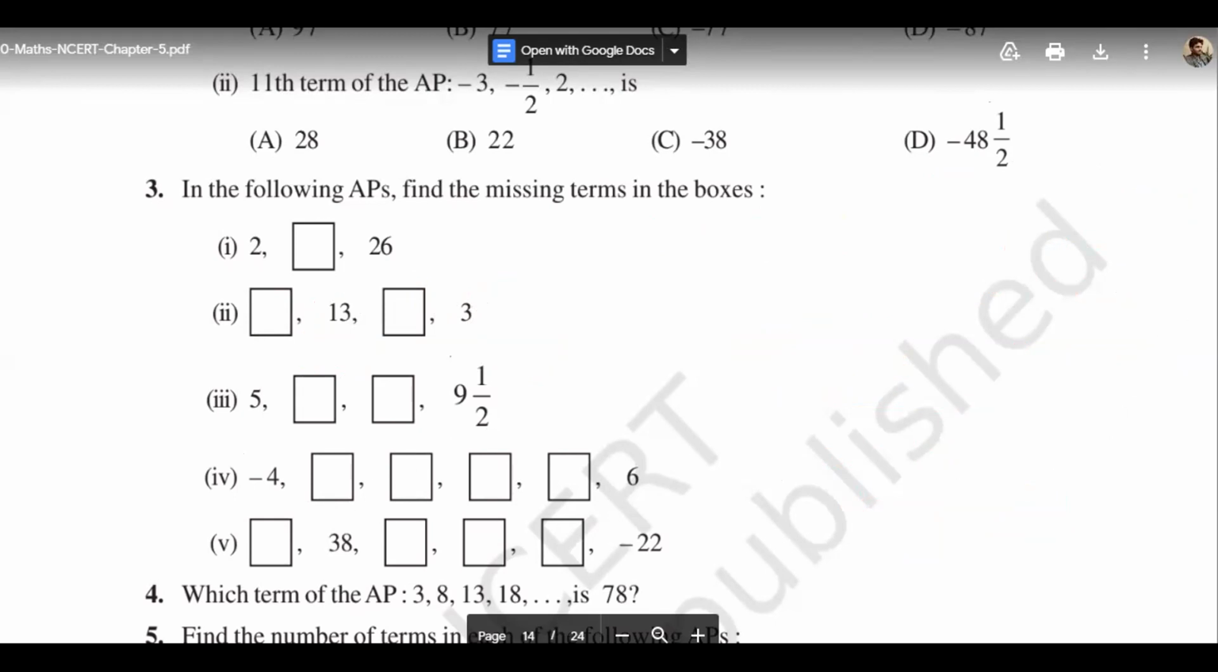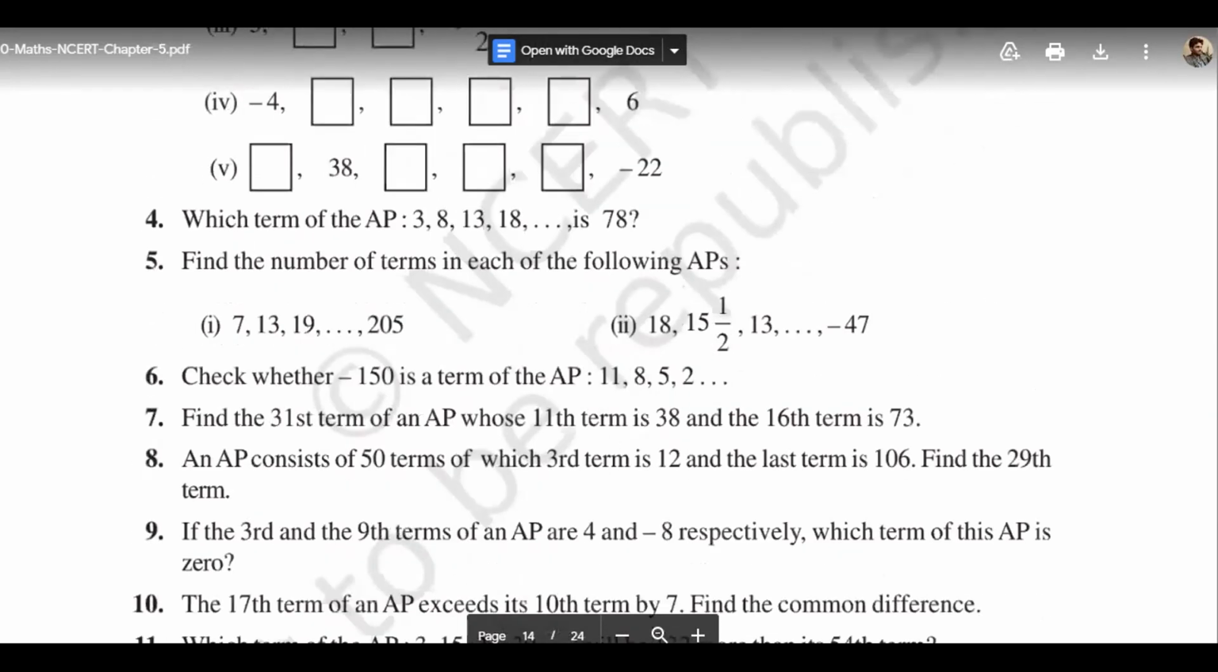Okay. So moving to the next question of this exercise: which term of the AP is 78? Now you need to find out which term, means you have to tell at which place in this AP this 78 will come. Means an is being given to you, that is 78.